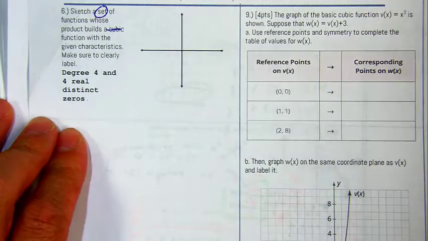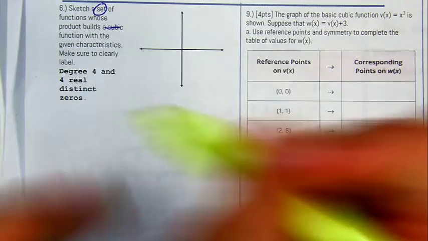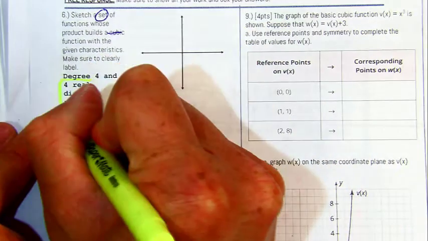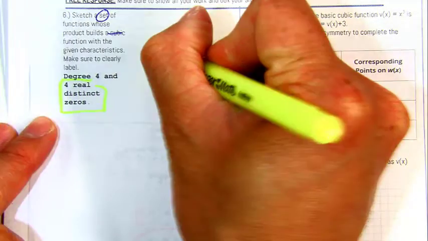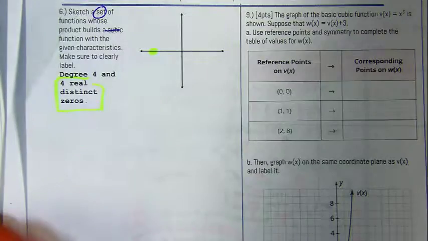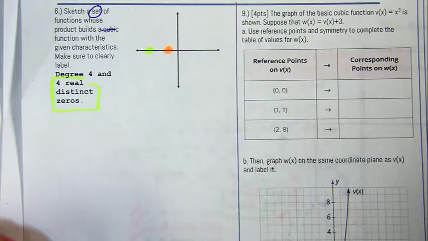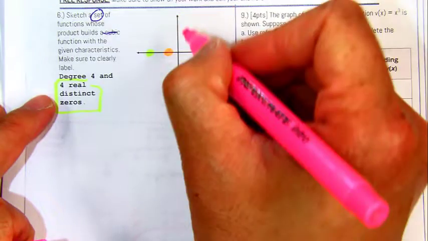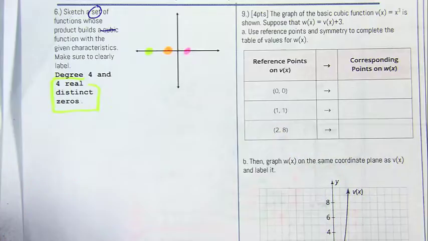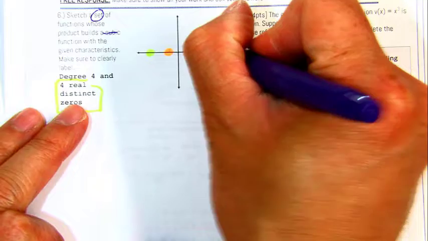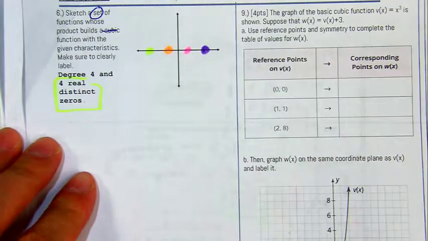4 real distincts. So when it says the distincts, this is basically the number of dots. So let's go ahead and draw the number of dots here. Try to use 4 different colors. Doesn't matter where they are on the x-axis. They can be to the left, they could be to the right. You can split them like I am.